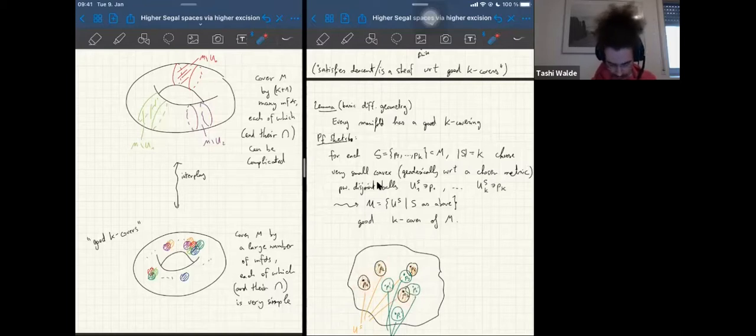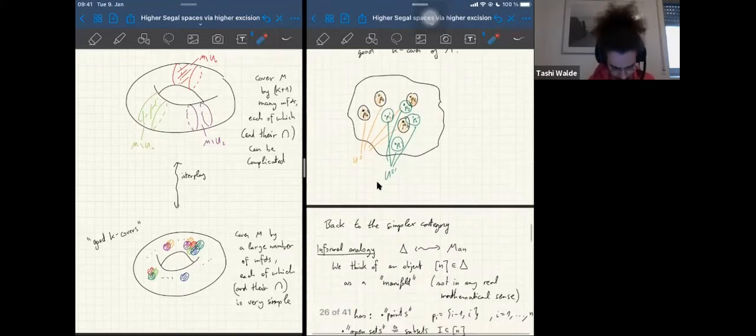So we choose very small open balls, and then take the union of those balls as one element of our covering. This way, by construction, we have covered every K element collection. And in fact, this will be a good cover if we make sure that these balls are convex with respect to some metric, but they're supposed to be very small, very simple, very convex balls. Okay.